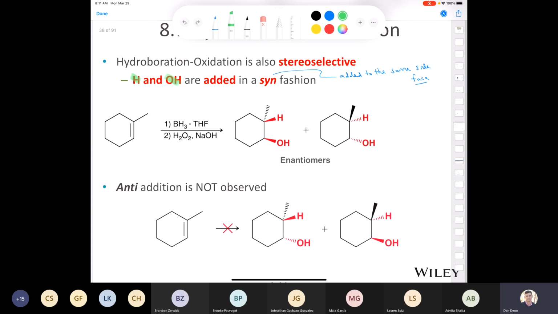Notice, again, that the scientists wrote the products out, the two enantiomers, correctly, and that the regioselectivity is also correct, right? This is anti-Markovnikov, right? The hydrogen is going to the carbon that is poorer in hydrogens. It's got none, anyhow. But again, the hydrogen and the hydroxyl are added in a syn fashion.